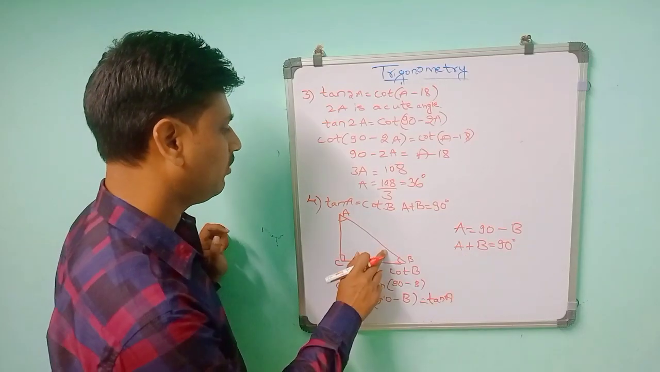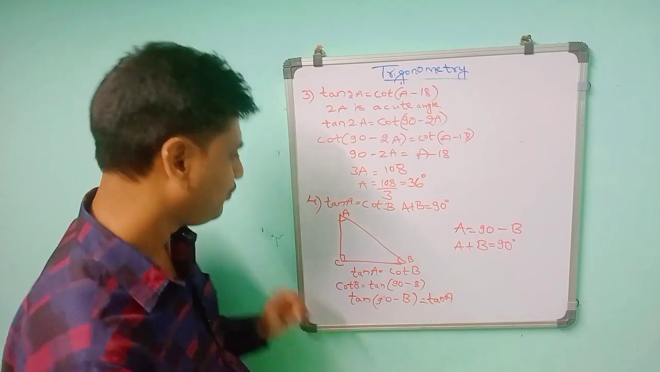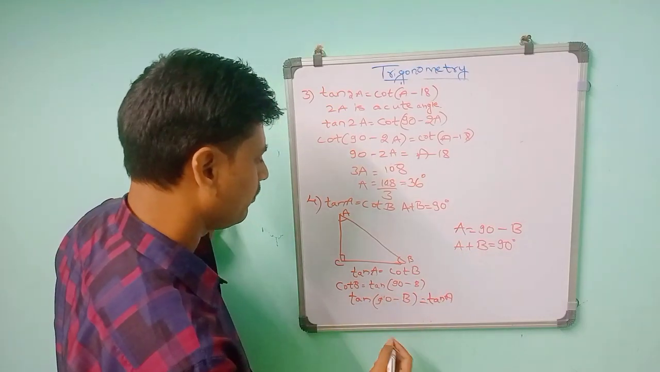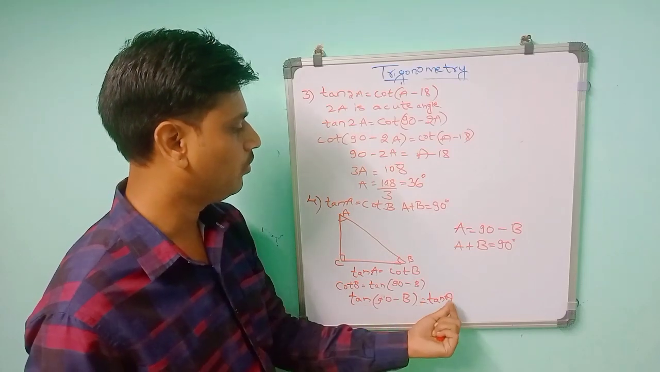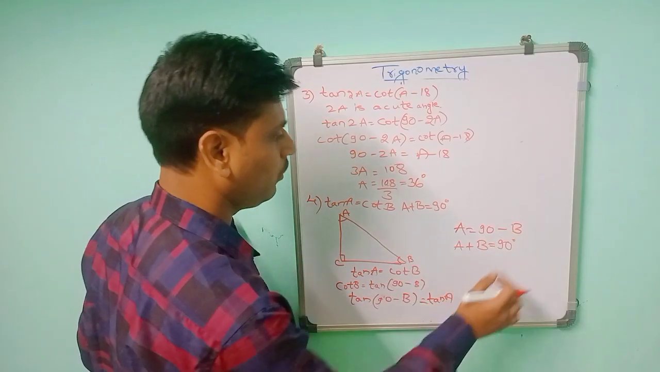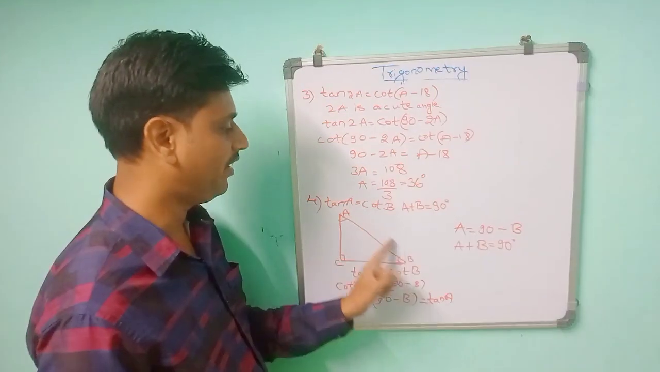So this is also 45, this is also 45. Why? Because A plus B is 90 degree. So you can equate this one: 90 minus B is equal to A, so A plus B is equal to 90.